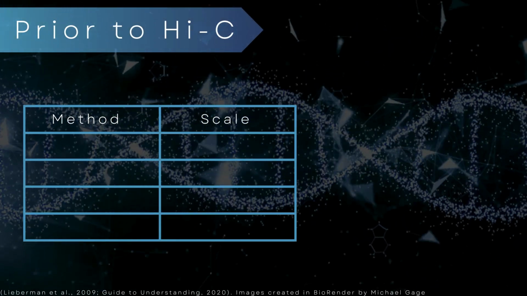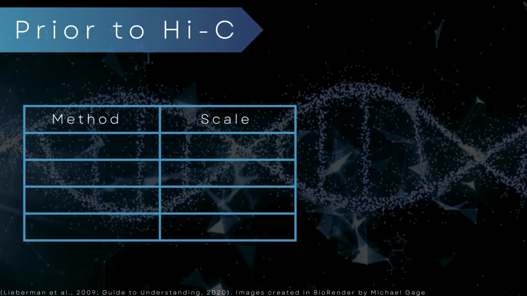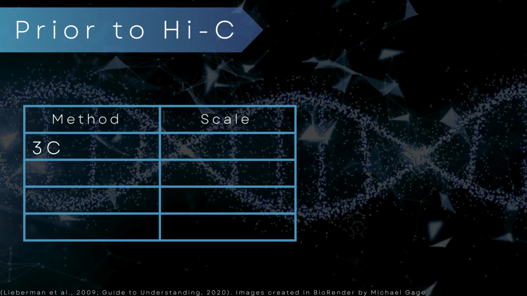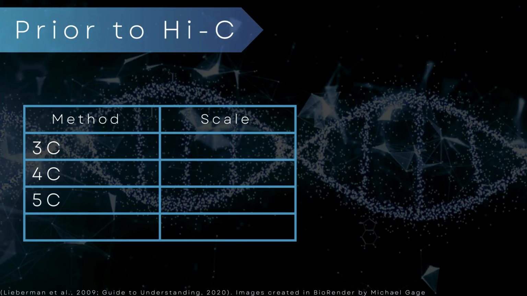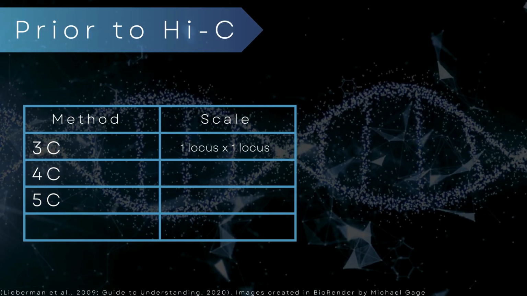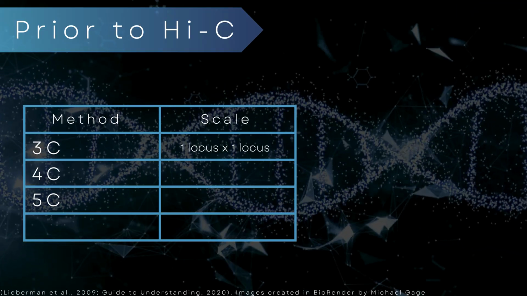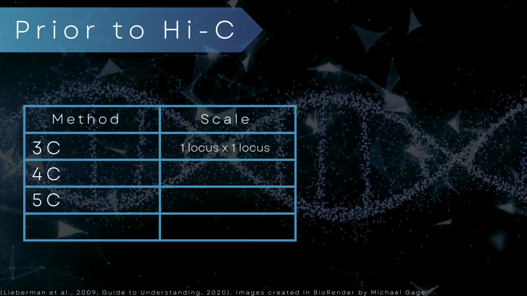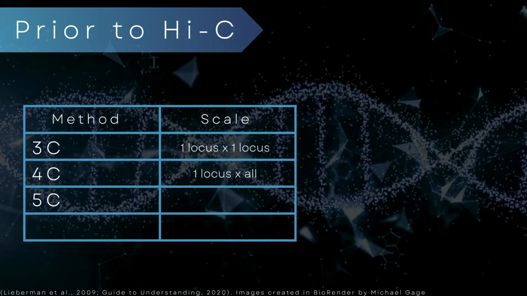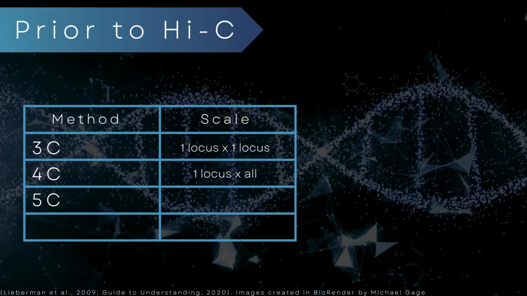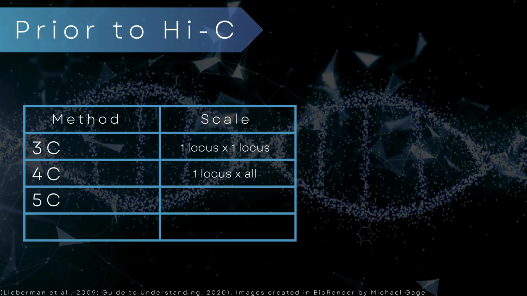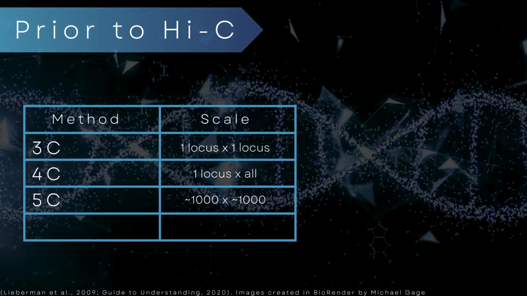Prior to Hi-C, three key methods were employed for the small-scale analysis of genetic structure. These are 3C, 4C, and 5C. In the 3C technique, a single pair of chromosome loci can be contrasted. 4C utilizes inverse PCR to determine the interactions between one locus and all other loci, while 5C utilizes multiplex PCR to contrast all interactions within a collection of about 1,000 loci.